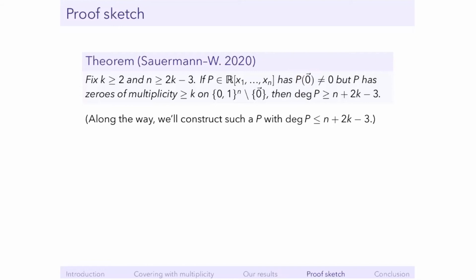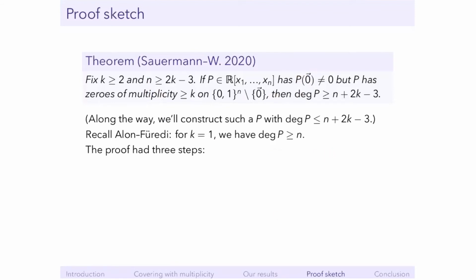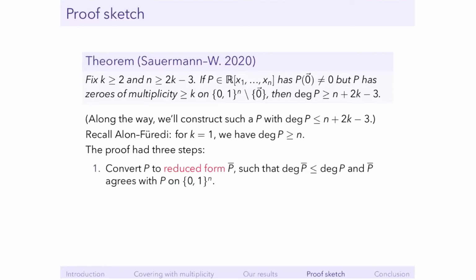As I mentioned, the proof is going to, in some sense, follow the same basic framework as the Alon-Füredi theorem. Recall that the Alon-Füredi theorem said that for k equals 1, the degree is at least n. The proof that I sketched earlier for this theorem had 3 steps. The first step was converting p to a reduced form, where the properties you wanted the reduced form to have are that its degree is at most the degree of p, and it agrees with p on {0,1}^n.